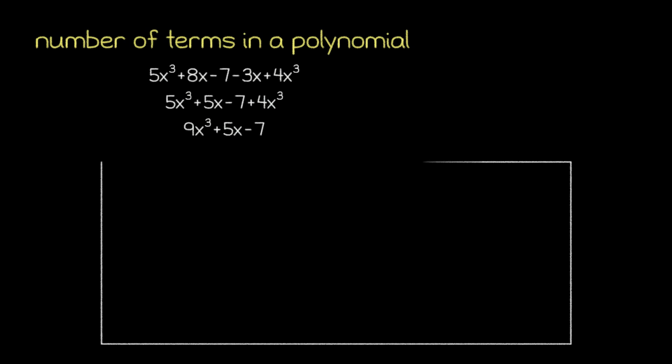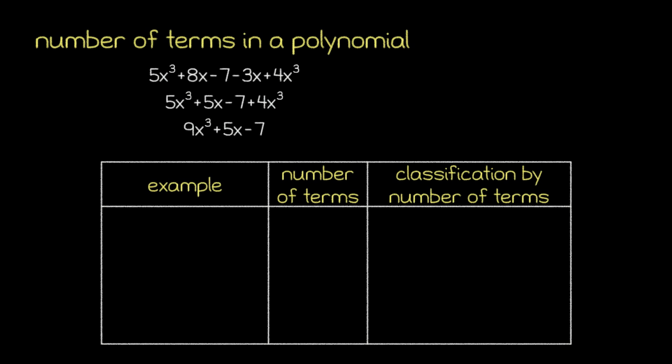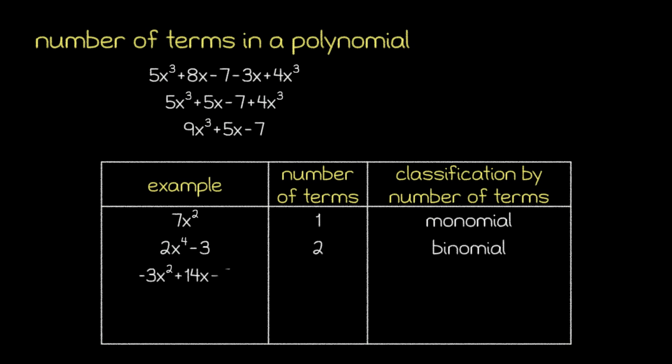The other important point to make here is that certain polynomials have special names based on the number of terms in that polynomial. In this first example, we can see that there is only 1 term in this polynomial, and we call that a monomial. Then, a polynomial with 2 terms is called a binomial, and one with 3 terms is called a trinomial.